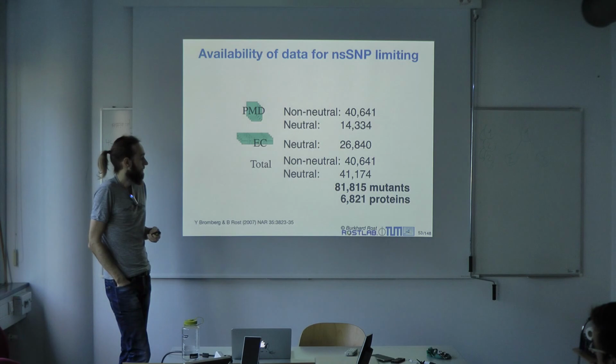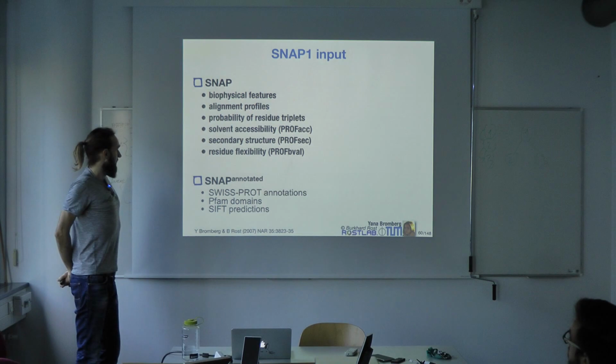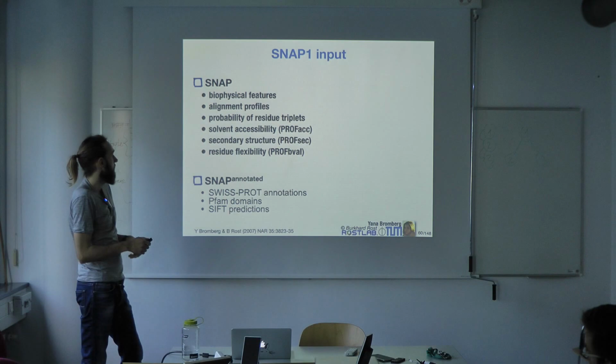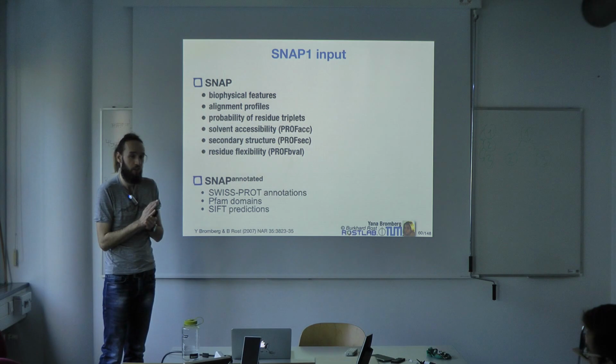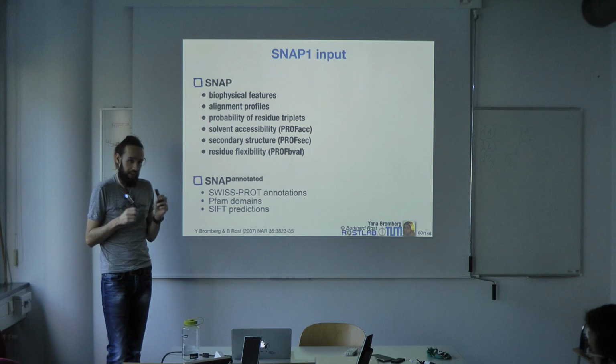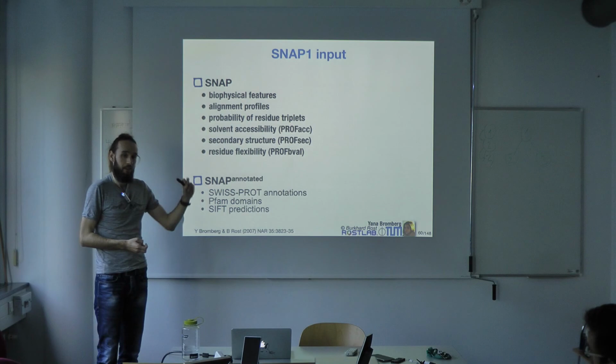Right, so SNAP then is a neural network, an artificial neural network based predictor. It has a set of input features, biophysical features. Again, conservation here in the form of alignment profiles is, of course, an input feature because conservation is always important. And then several other ones: secondary structure, solvent accessibility, residue flexibility, all of that, and that's a distinction to PolyPhen, all of that is predicted secondary structure, flexibility, and so on.